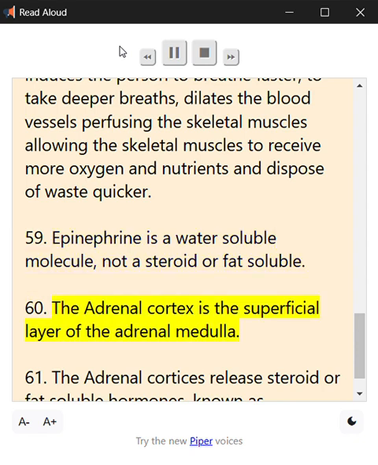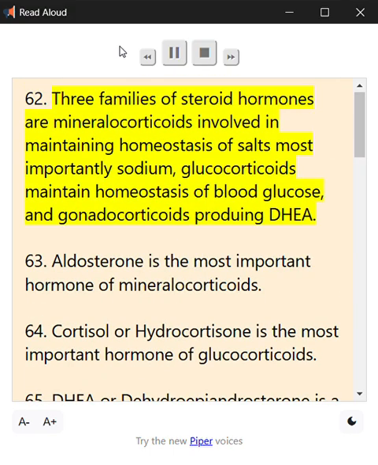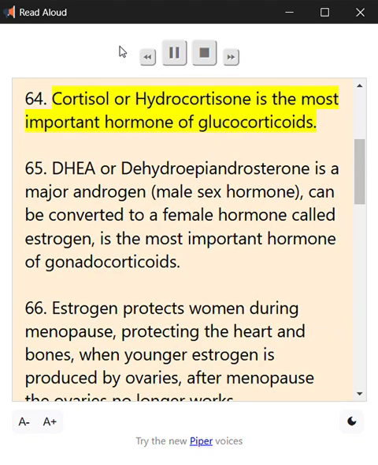60. The adrenal cortex is the superficial layer of the adrenal gland, outside the adrenal medulla. 61. The adrenal cortices release steroid or fat-soluble hormones, known as adrenocortical hormones. 62. Three families of steroid hormones are mineralocorticoids, involved in maintaining homeostasis of salts, most importantly sodium; glucocorticoids, which maintain homeostasis of blood glucose; and gonadocorticoids, producing DHEA. 63. Aldosterone is the most important hormone of mineralocorticoids. 64. Cortisol or hydrocortisone is the most important hormone of glucocorticoids.